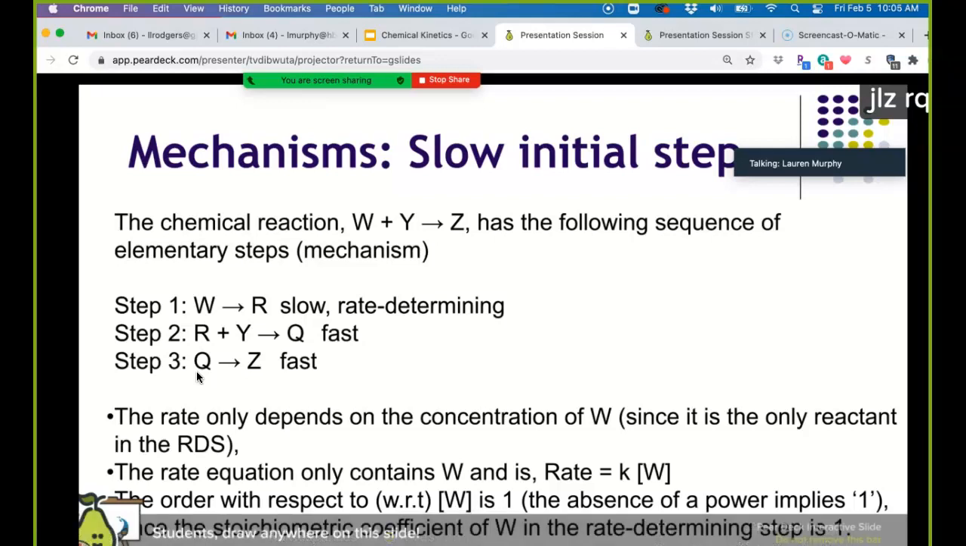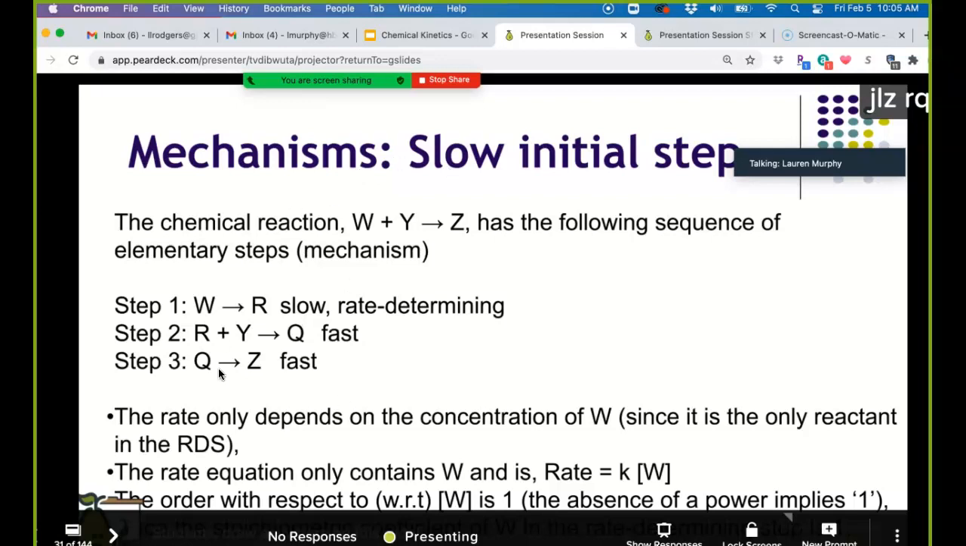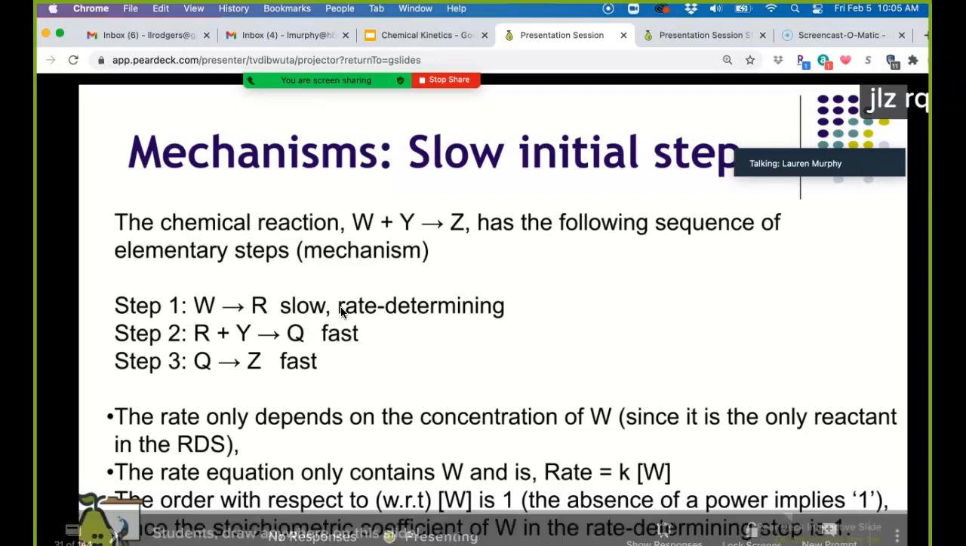Now, if your first step is slow, which is what this says my first step is, you write the rate law based on your slow step. It's super easy, okay? Why do you write the rate law based on the slow step? Well, if that step is slow, it determines the rate of the reaction. Like you can only go as fast as your slowest step. So your slowest step is going to determine the rate of the reaction. So that's what you write your rate law based off of.